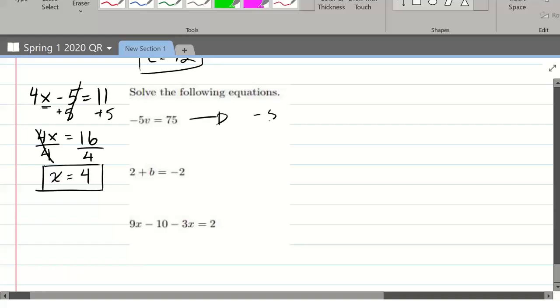So we got negative 5v equals 75, right? Here we want to solve for v, so we have to get rid of this negative 5, right? Not just the 5, but the negative sign that comes along with it, right? So this is being multiplied. We want to do the opposite. Divide by negative 5, divide by negative 5. This cancels out. We just get v equals 75 divided by negative 5 gives us negative 15.